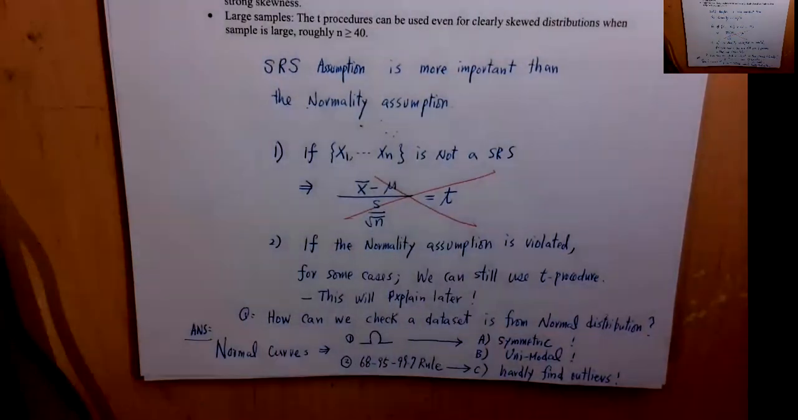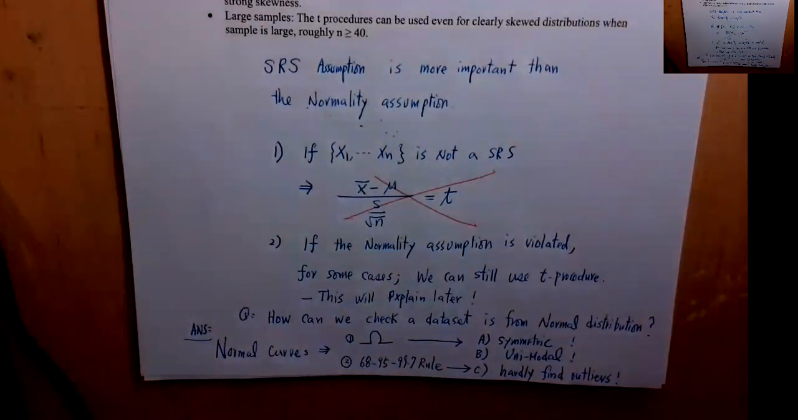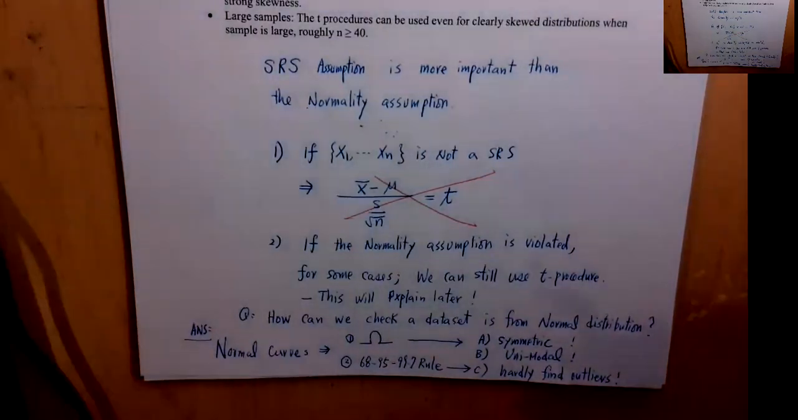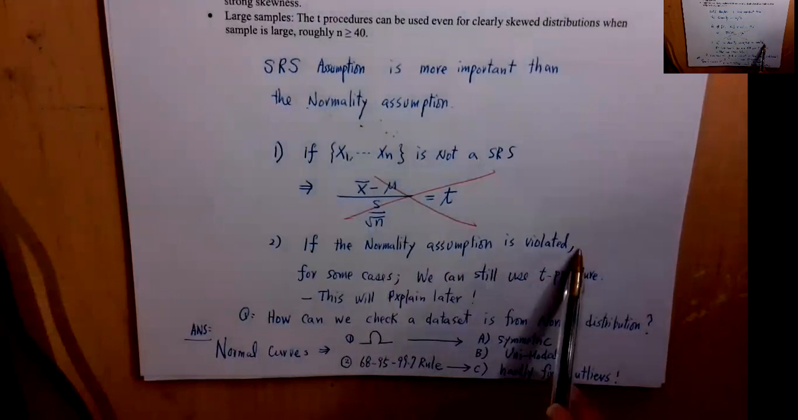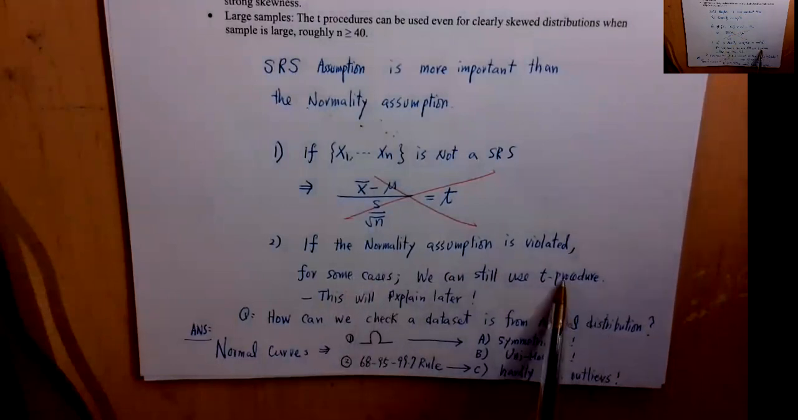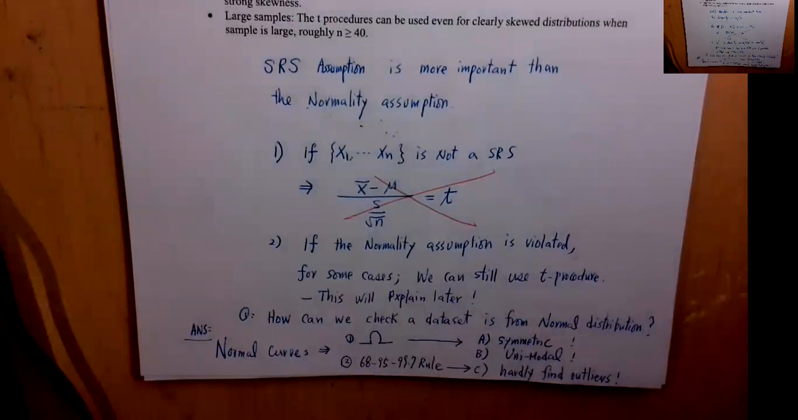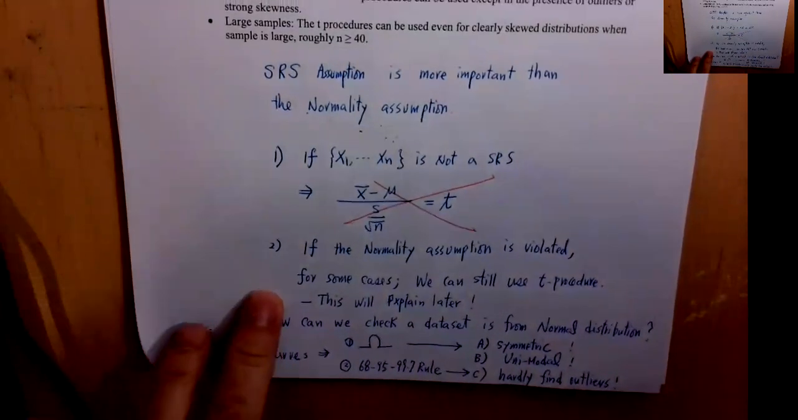But when the normality assumption is violated, for some cases we can still use the t procedure. Now we're going to explain this. In what cases? Let me give you an example.